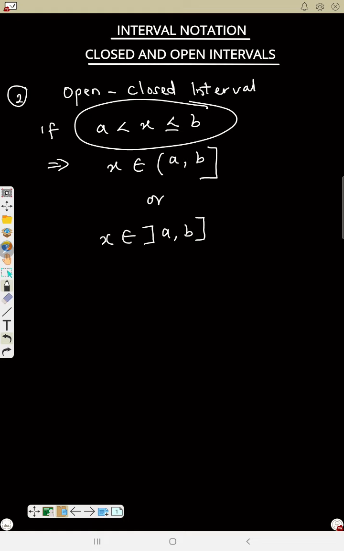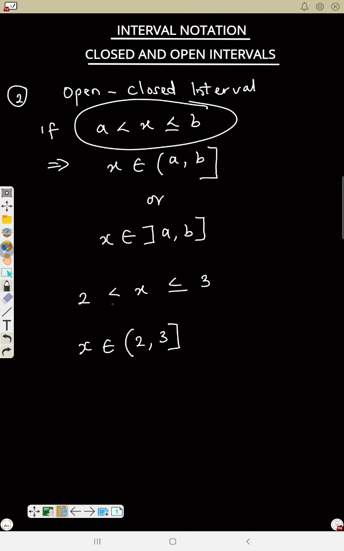So this is it. Now let's see another one, number 3. Study the pattern. If I have 2 is less than s, and s is less than or equal to 3, that means in my notation I will say s is a member of (2, 3], so I will now use this bracket, meaning 3 is part of my interval.